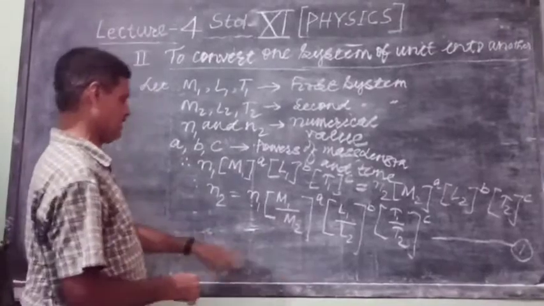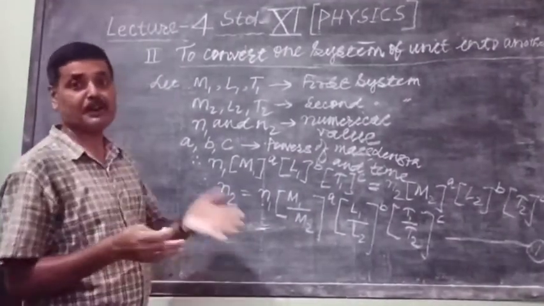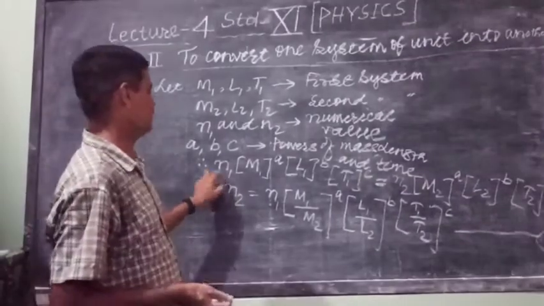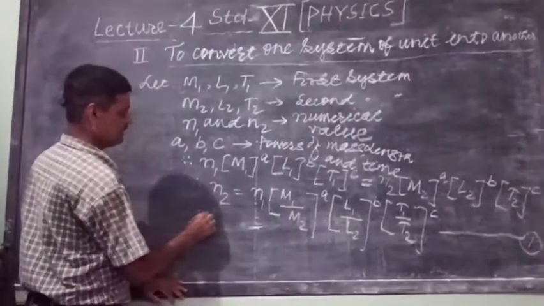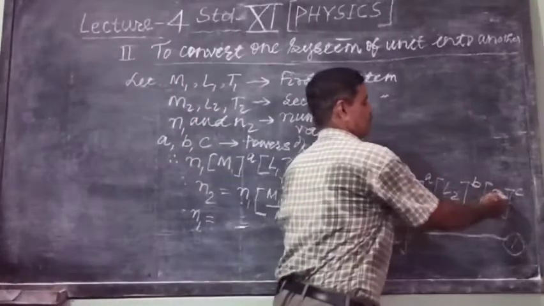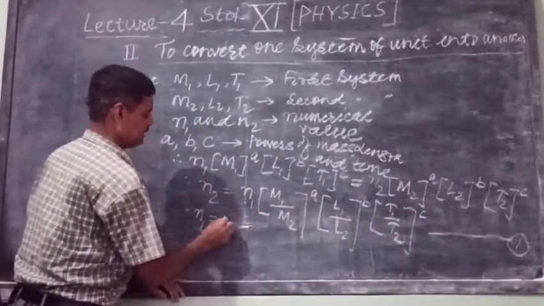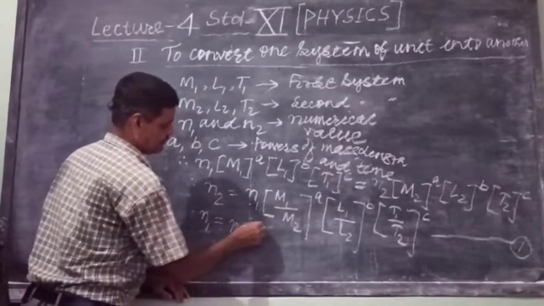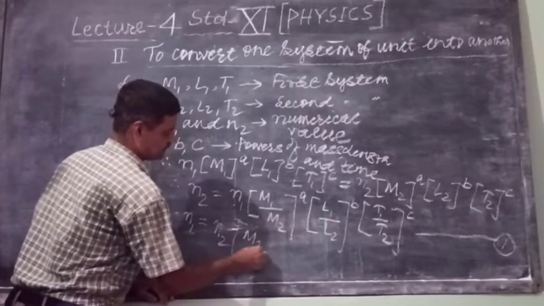Similarly, we can calculate the value of N1. If the numerical value of the second system is given, we can calculate the numerical value in the first system of unit. Similarly, N1 can be written as this whole divided by this one, and finally it will be N2 into M2 by M1.